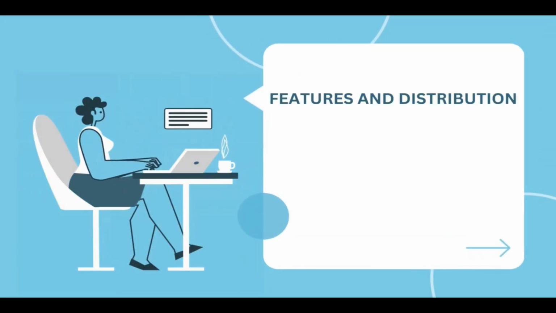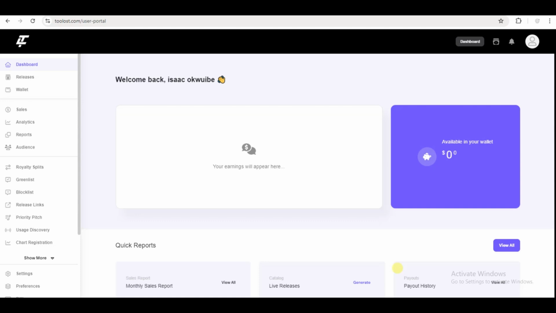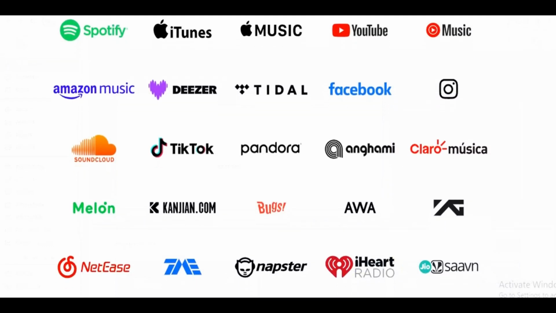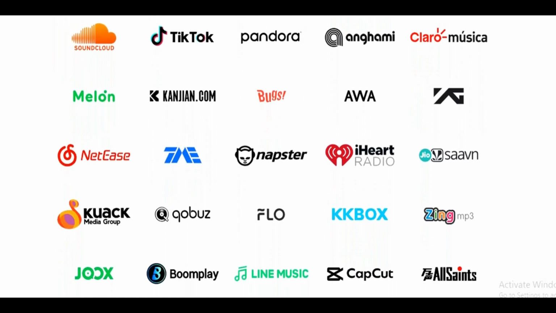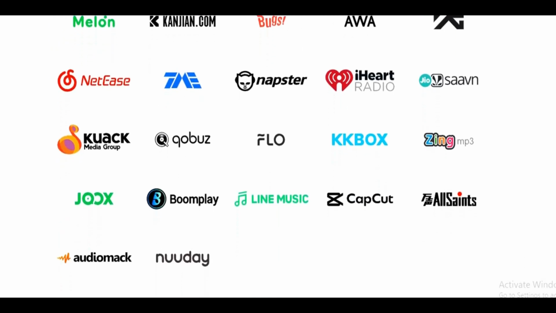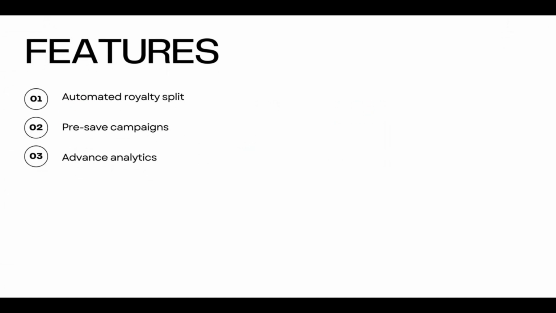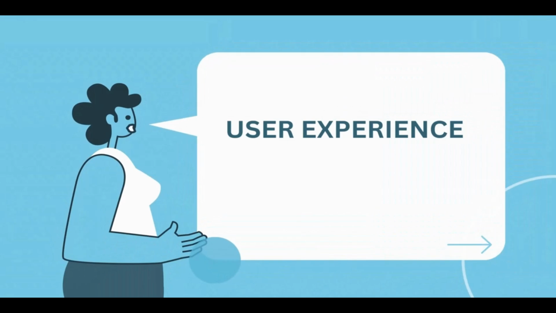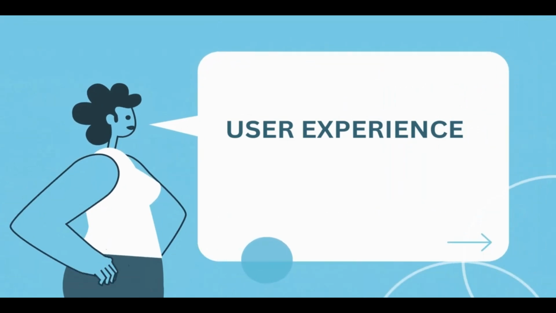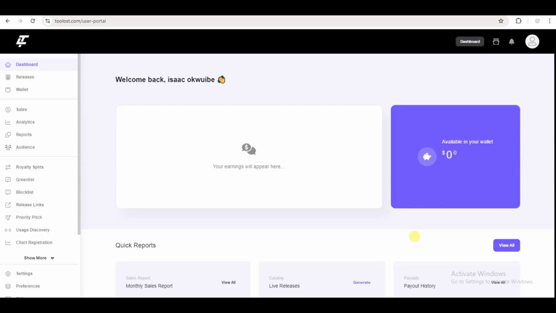Now let's dig into features. Toolost provides global distribution to over 150 platforms, making sure your music reaches as many listeners as possible. Plus, they offer features like automated royalty splits, which is ideal if you are collaborating with other artists, pre-save campaigns, which is a must for building anticipation for your releases, and then advanced analytics so you can track your music's performance.